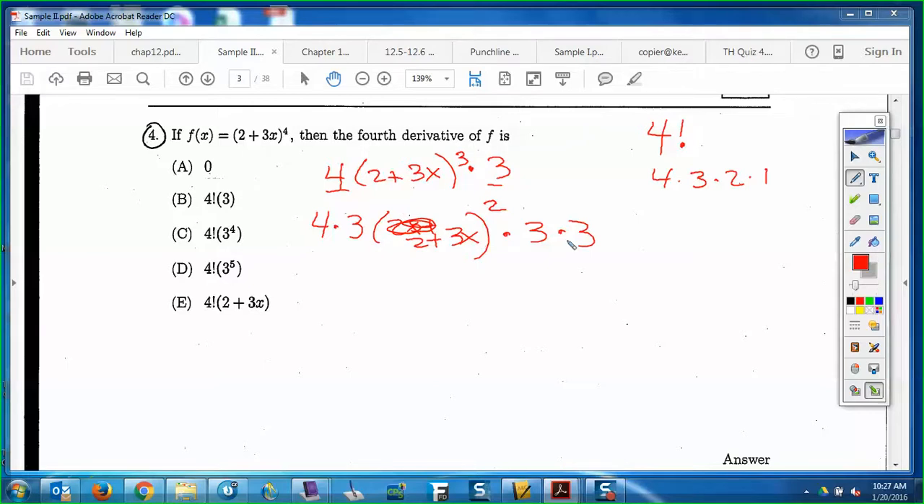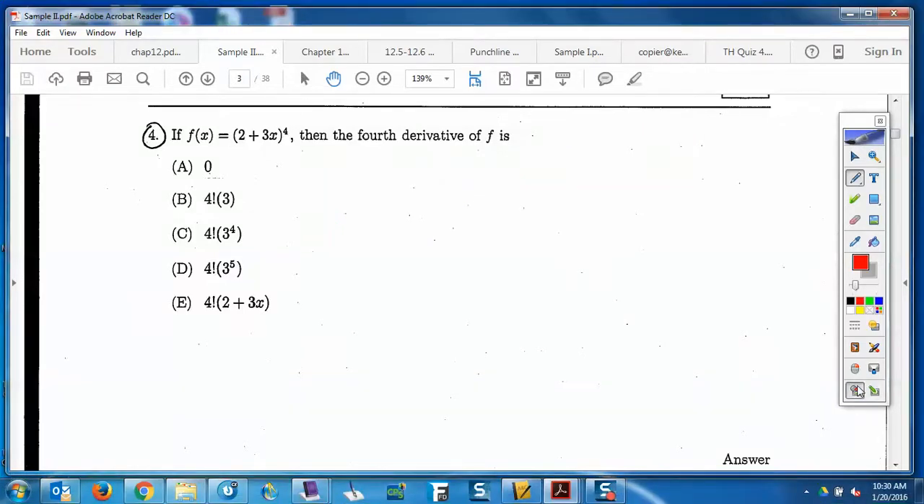Okay? So you can go ahead and keep writing it down, but that's just kind of about doing a pattern and understanding what happens with your derivatives and those kind of things. Okay? Next.